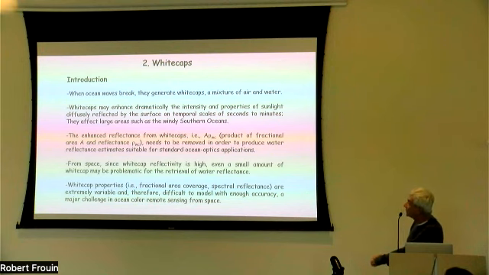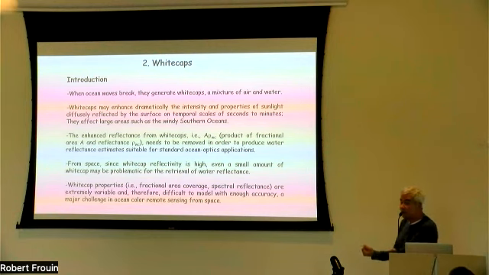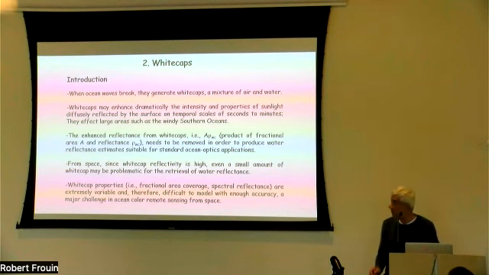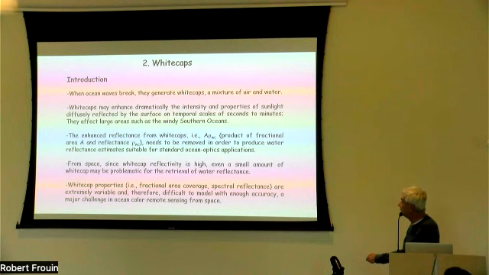And the whitecaps are white, so really reflective. So they enhance the signal that you measure at the top of the atmosphere. So even a small amount of whitecaps may be problematic for the retrieval of water reflectance. The problem is that the whitecap properties, like fractional area coverage and the spectral reflectance, are extremely variable, so difficult to model with enough accuracy.